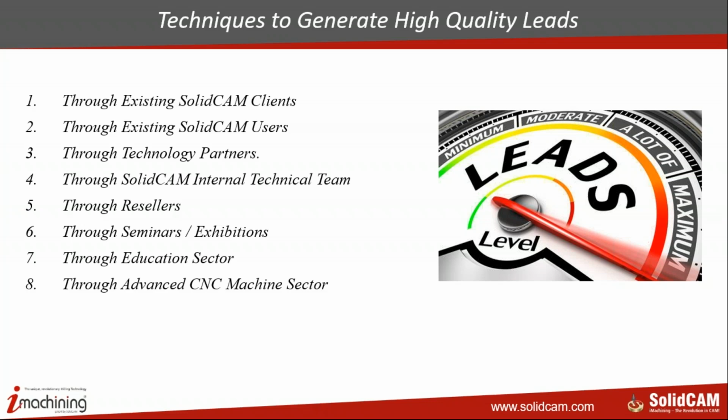Number 8, through advanced CNC machine sector. What do you mean by advanced CNC machine sector? I mean machines which are very complex. For example, we have machines like Mazak Integrex, DNG, 5-axis machine, sliding head machine, turn mill machine, mill turn machines.